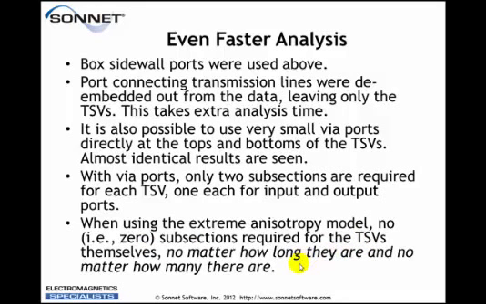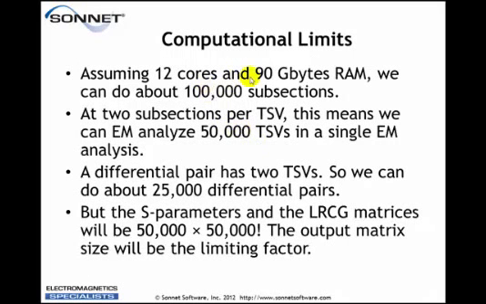No matter how long they are, they do need to be small compared to wavelength, short compared to wavelength. But other than that, no matter how long they are and no matter how many they are, we are going to be using 2 subsections per through silicon via, as few as. So with 12 cores and 90 gigabytes, we can invert a matrix about 100,000 by 100,000, which means 100,000 subsections. 2 subsections per through silicon via means 50,000 through silicon vias in a single EM analysis. If we have 2 through silicon vias per differential pair, that means 25,000 differential pairs.